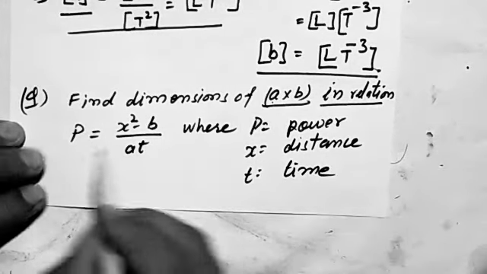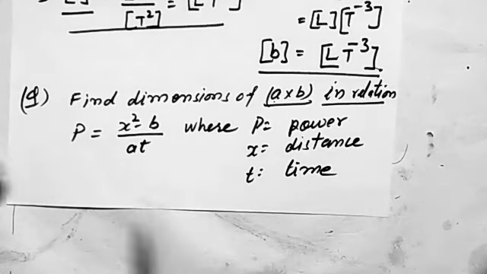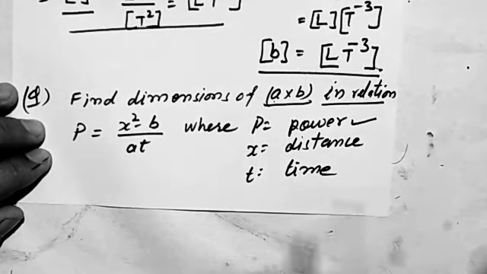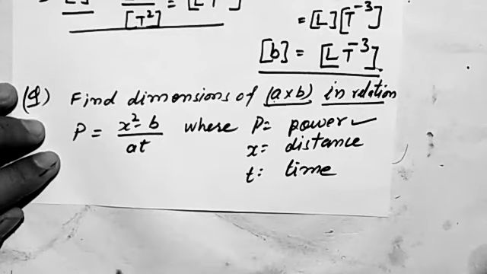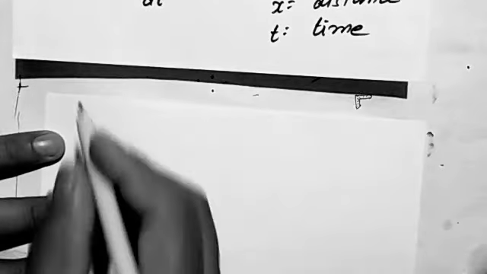So in a relation, P is equal to x cube minus B upon At. Very simple. Here it is given that P is power. You should know the dimension formula of power. x is distance and t is your time, and A and B are constants. So first of all, we shall start analyzing this equation. So let me write here the given equation.